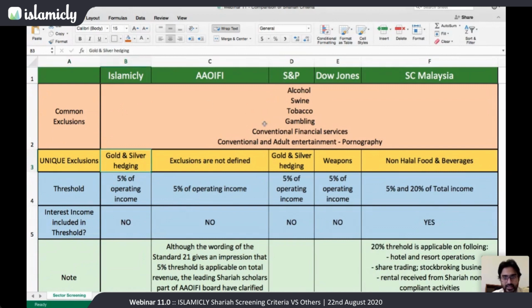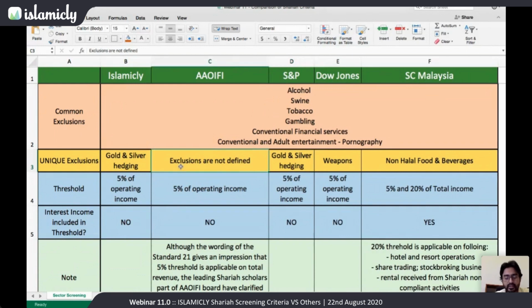Now S&P as well as Islamically have an additional negative screening criteria, which says that if a company derives revenue from hedging gold and silver production or trading, it will be considered a non-permissible revenue item. That means if a company is into gold mining or silver mining, or in gold and silver trading, and they have hedged their production, or they have hedged their sales contracts against a specific price, the revenue coming from that will be considered non-permissible. This screening criteria is not available under AOP, under Dow Jones, or SC Malaysia. This is unique to S&P as well as Islamically.